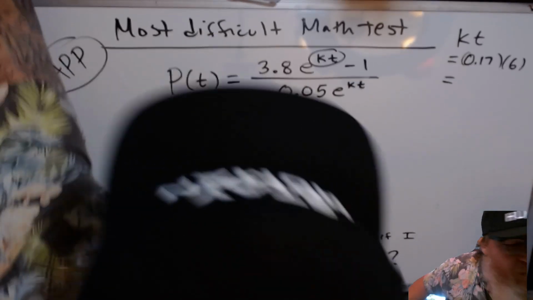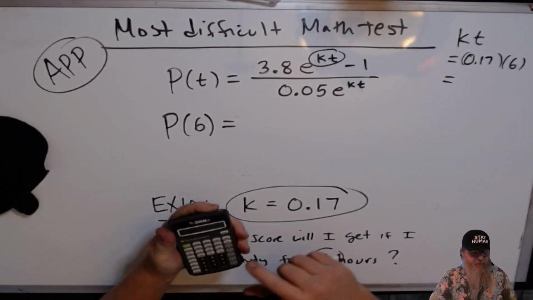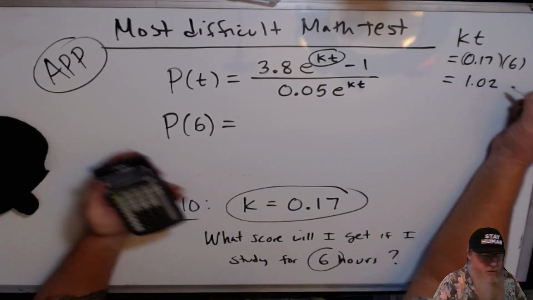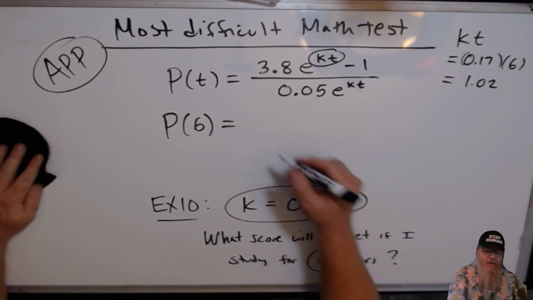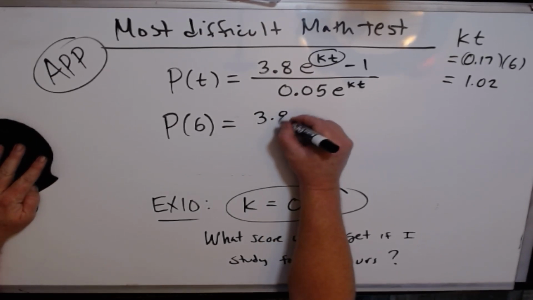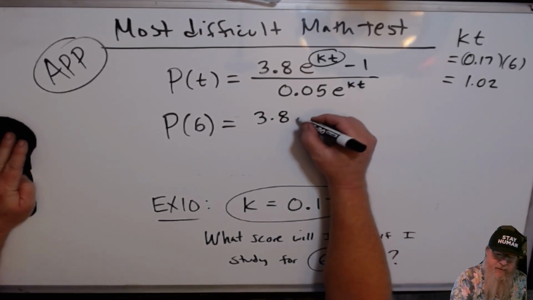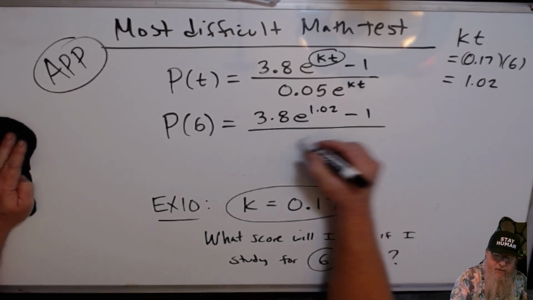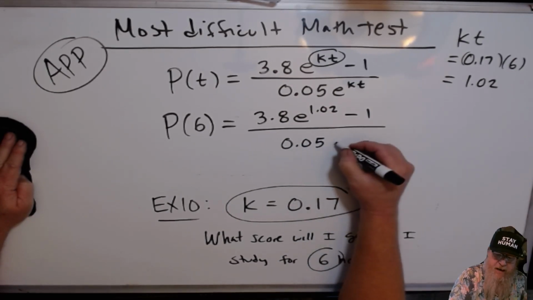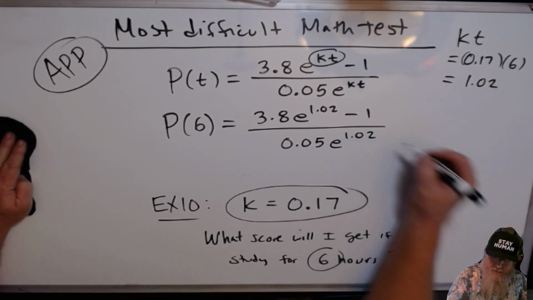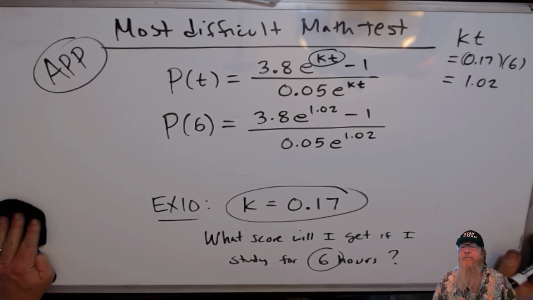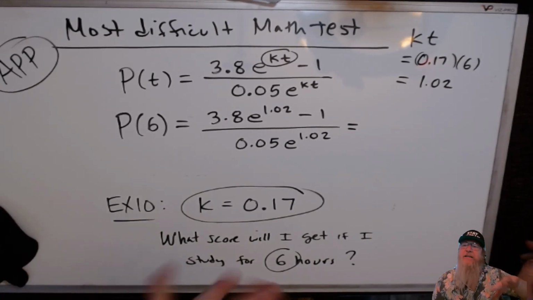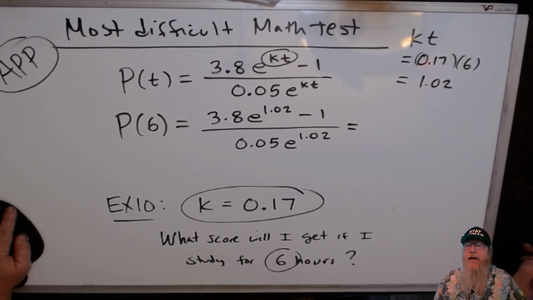I kind of want to use my old calculator for that one. It's just faster. 6 times 0.17 is 1.02. So I've got 3.8 e to the 1.02 minus 1 over 0.05 e to the 1.02. And this will tell me approximately what I should expect on the test.